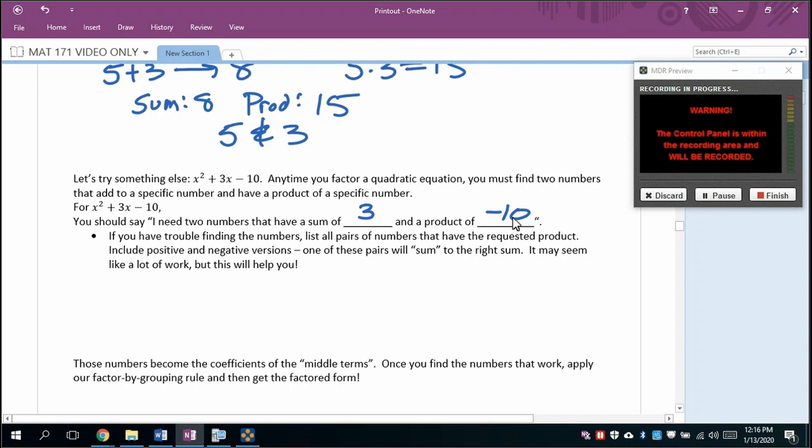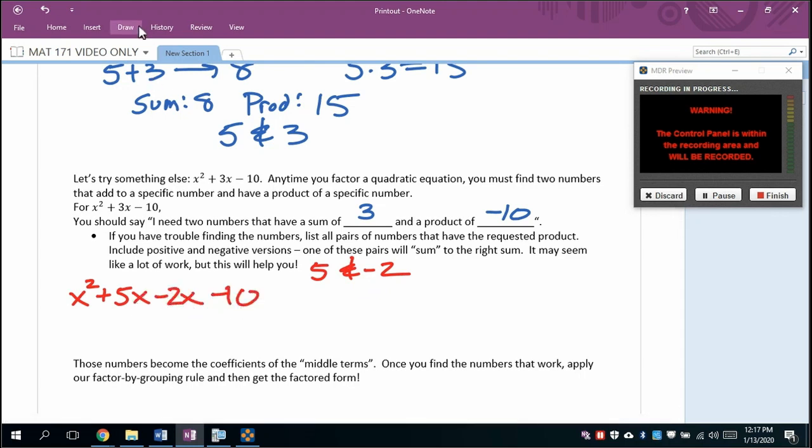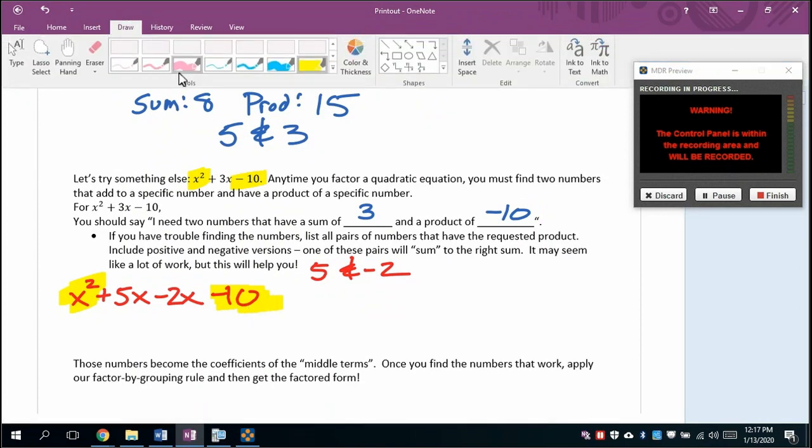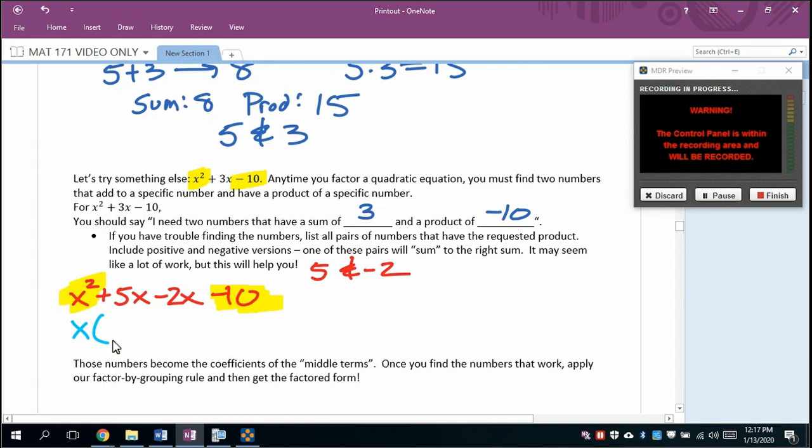These should always factor. So if you're having trouble, you might have to list numbers. 5 and negative 2 are going to be my magic numbers. So we could write x squared plus 5x minus 2x minus 10. Notice that the first term and the last term stay the same. All we are doing is rewriting the middle term. So we could take an x out of those and a negative 2 out of those, and that gives us x plus 5 times x minus 2.